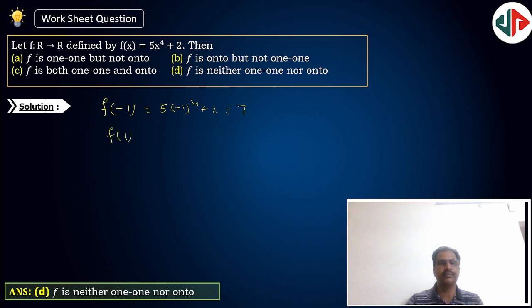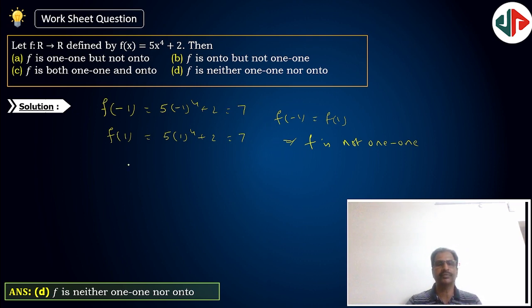Now I am taking f of 1. Elements are different, but image is same. Implies f is not 1-1. 1-1 means for different elements you should get different images, but here for minus 1 and 1 I got same image, so it is not 1-1.